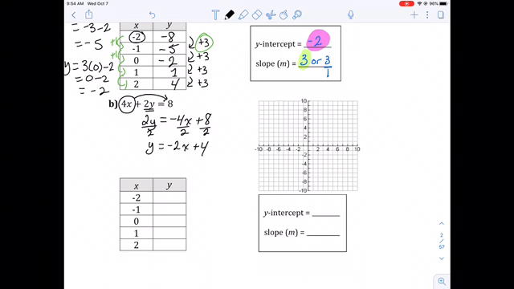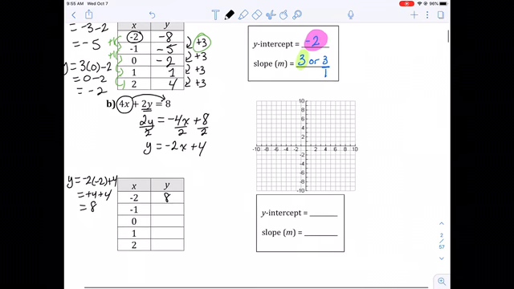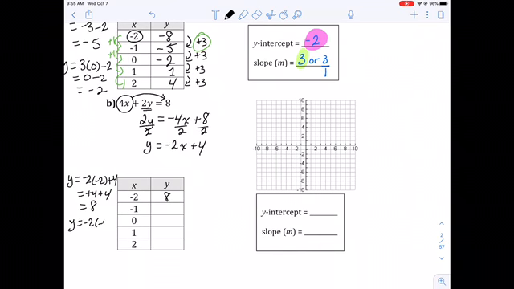Okay? Let's plug our x values into our equation. So when x is -2, we get -2 times -2 plus 4, which is positive 4 plus 4, which is 8. So we have the point -2, 8. When x is -1, we get y equals -2 times -1 plus 4, which is 2 plus 4, which is 6. When x is 0, we get y equals -2 times 0 plus 4. And it looks like we get the point 0, 4.